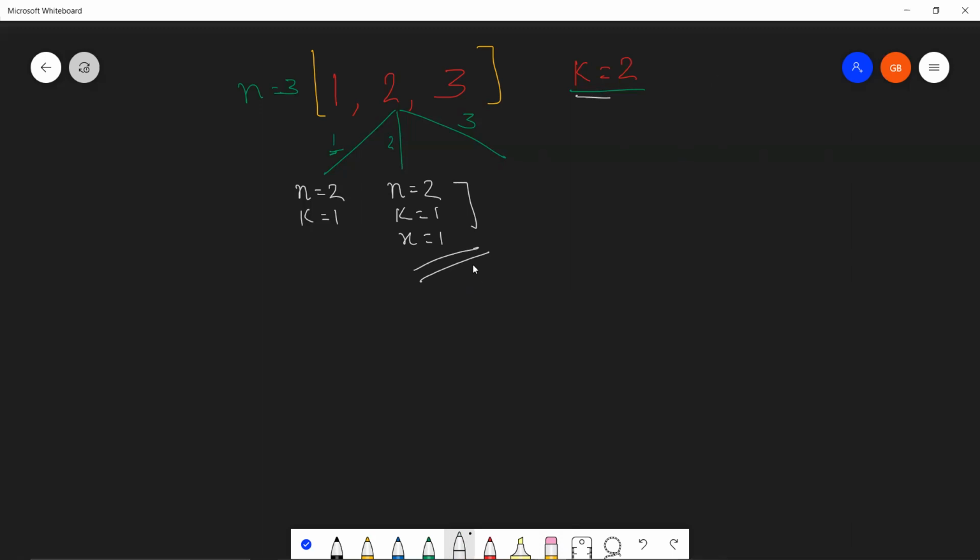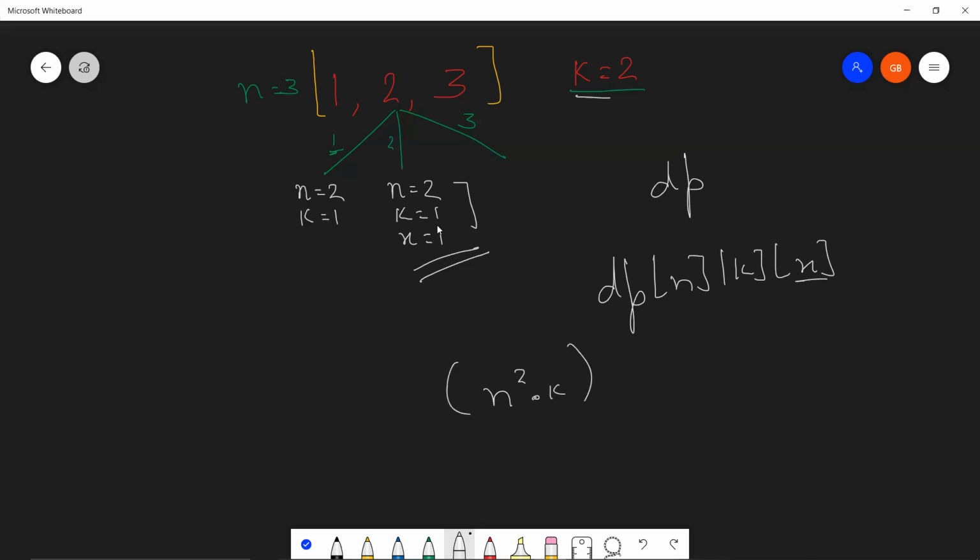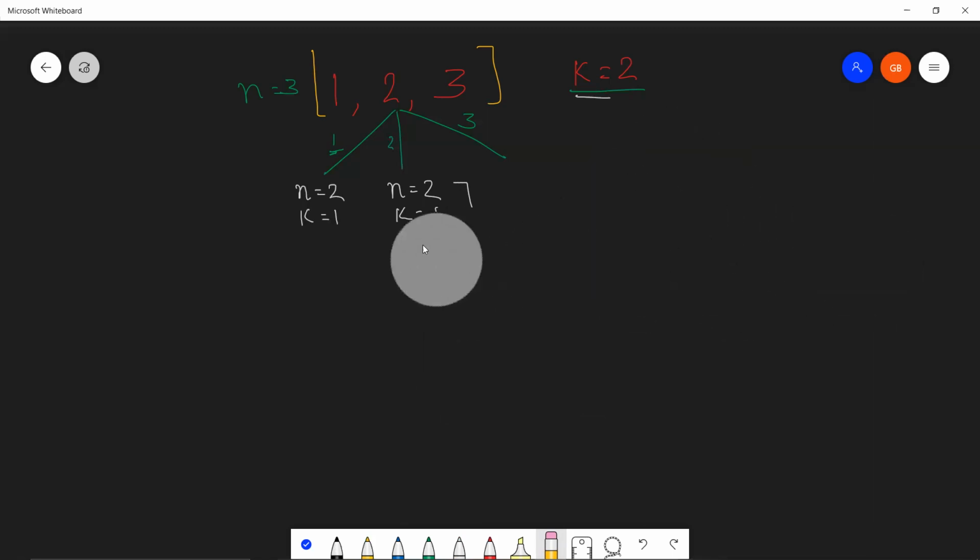Even though this solution will be accepted by LeetCode, I don't think it won't be accepted, because we will definitely maintain a DP, and that DP's dimension would be n, k, and x. So x can range till n itself. So n square into k. This complexity will be achieved if we follow this method. But this is not actually very efficient. I mean, this definitely will be accepted, but let's look out for some other way.